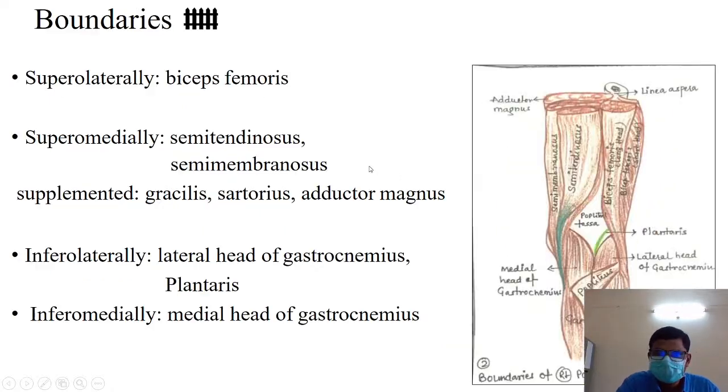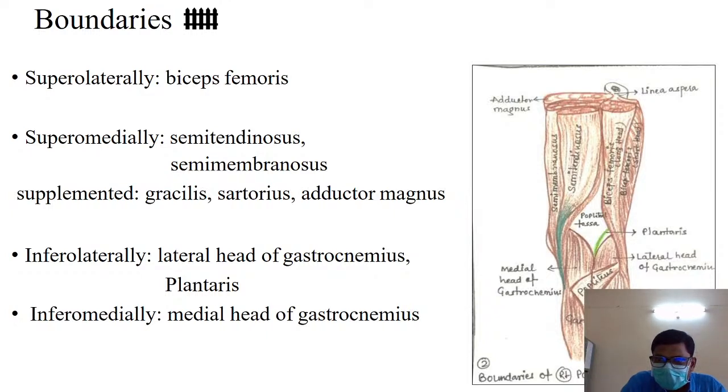Now coming to the boundaries of this popliteal fossa, which is very important. Superolaterally, this popliteal fossa is bounded by one muscle called the biceps muscle. This is the lateral part where you can see the biceps muscle, and this is the biceps femoris long head, and this is the biceps femoris short head. Together it is considered one unit, because even though it has two heads, it is called by one name, the biceps femoris.